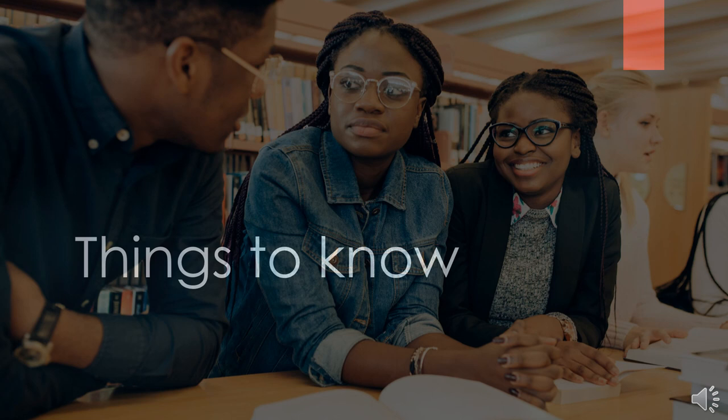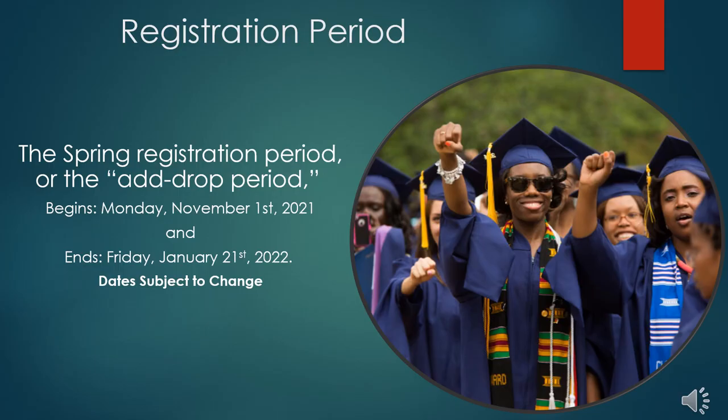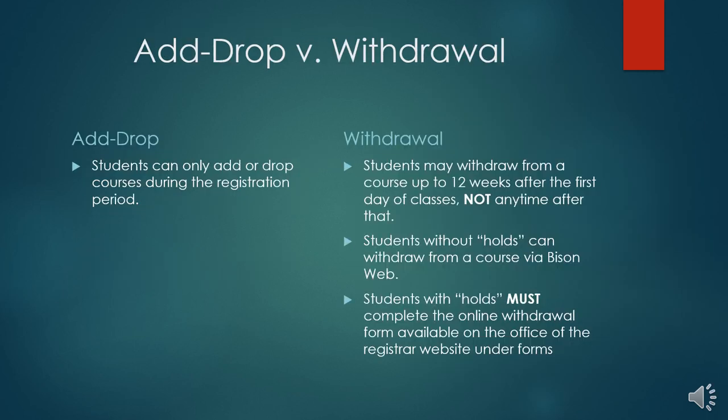Things to know. The spring registration period, or the add/drop period. Add/drop versus withdrawals. Add/drop: students can only add or drop courses during the registration period. Withdrawals: students may withdraw from a course up to 12 weeks after the first day of classes.